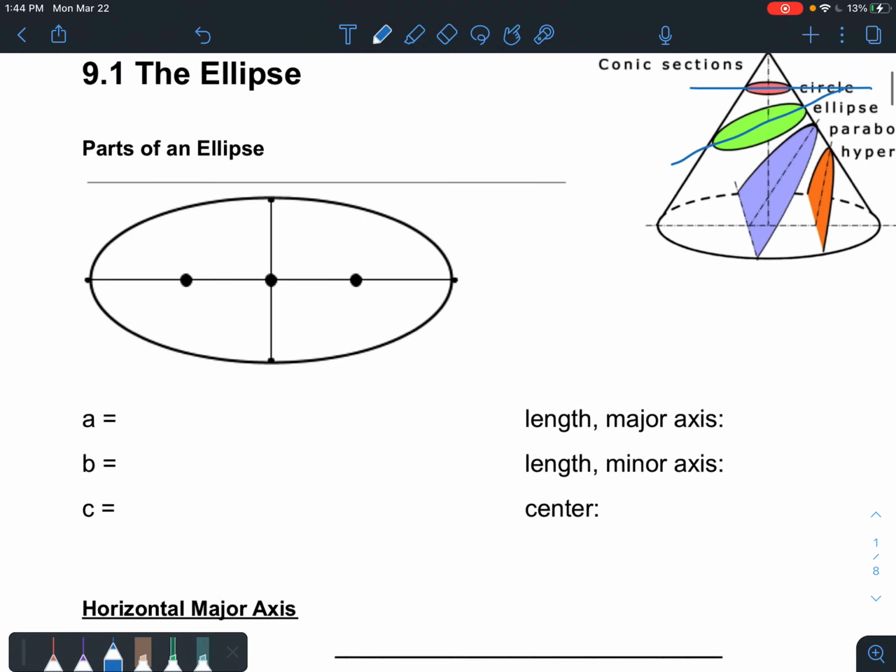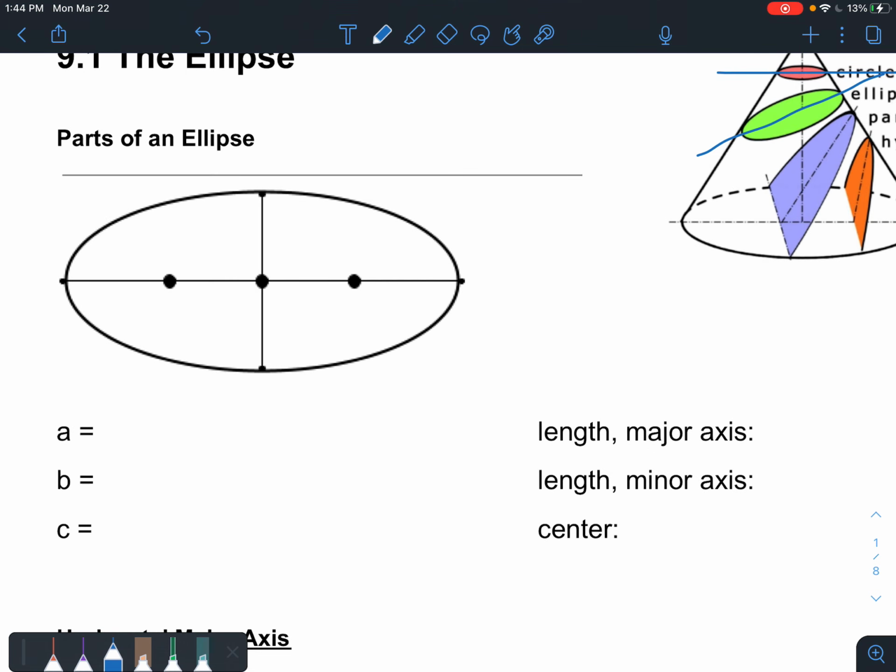Okay, so let's go ahead and talk about the parts of an ellipse. The first is going to be A, which is the distance from the center to the vertex, or a vertex. So that distance is right here.